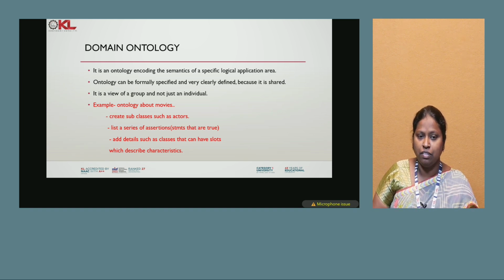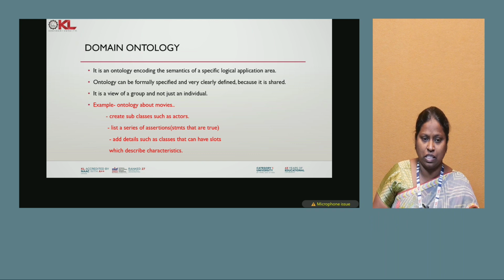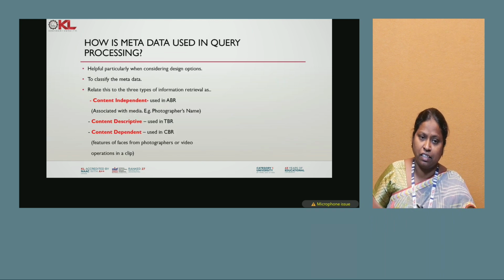The next example is an ontology about movies. Create subject classes such as actors, and a list of assertions, that are statements that are true. Add details such as classes that can have slots, which describe the characteristics.